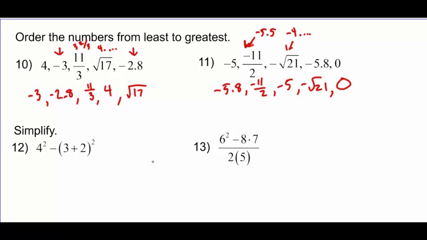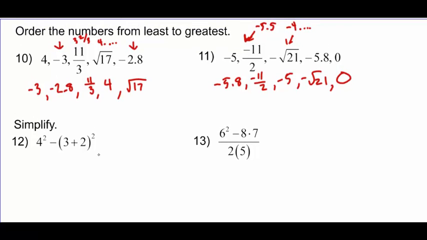Continuing on, we're going to do a little work, continuing to practice our order of operations. We run into some new things here today, nothing crazy. But remember, when you follow the order of operations, you've got to do 3 plus 2 first. So we'd have 4 squared minus 5 squared. Then we'd apply our exponents, so 16 minus 25. And finally, we'd get -9 is the answer.